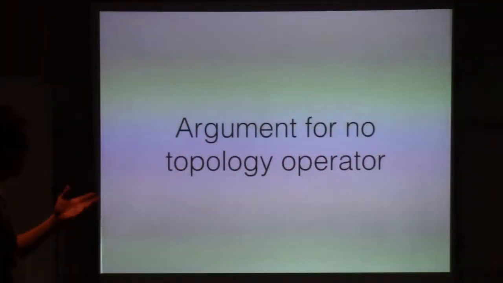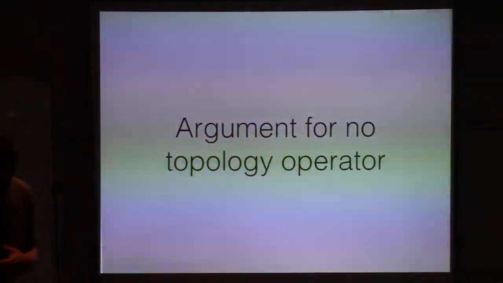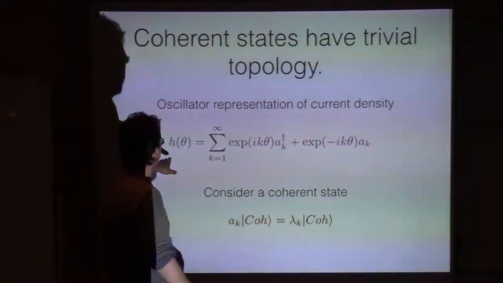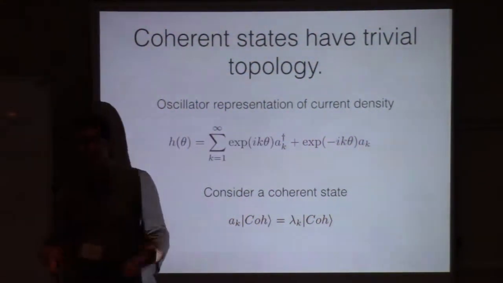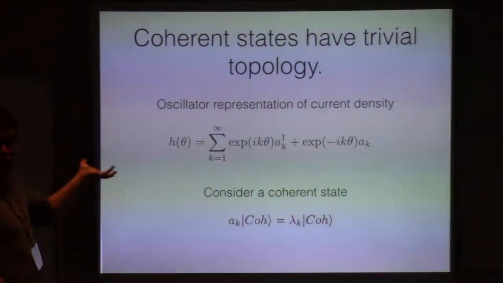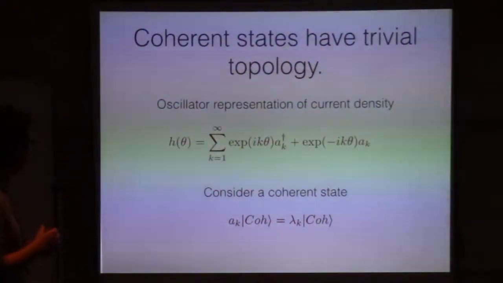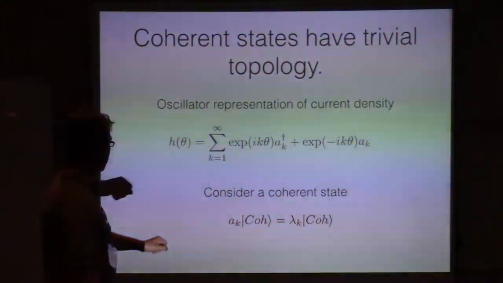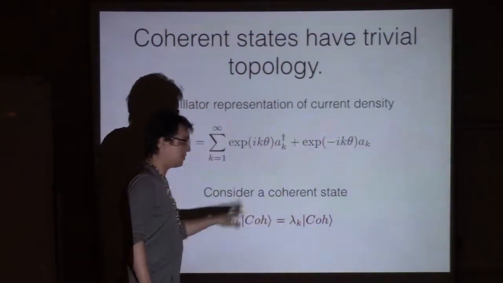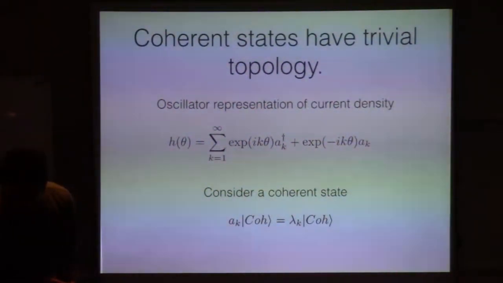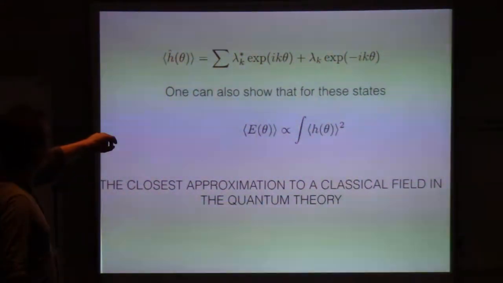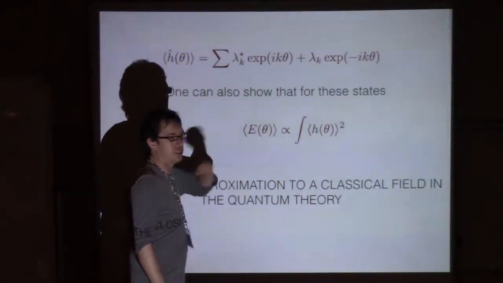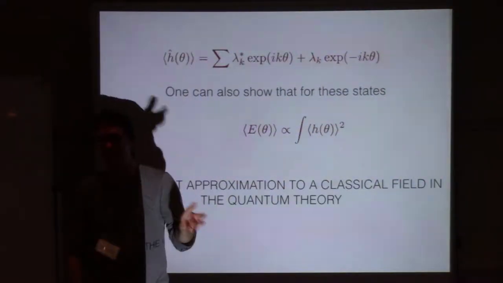Okay. So now I've reduced things in this case, and I say, okay, this is my list of things, and now I want to give you the argument for non-topological operators. So the first statement is that I have an oscillator expansion, so I can write my field h of θ as a linear combination of raising and lowering operators. And I can do this because I have a free Fock space. And I can consider coherent states, meaning classical solutions of h of θ, so that they are eigenstates of the lowering operators for the different modes that I have. And then when you compute the expectation value of h, you get whatever coefficients you have there. And you can also show that for these states, the energy is equal to the classical value of the energy that we have for these objects.